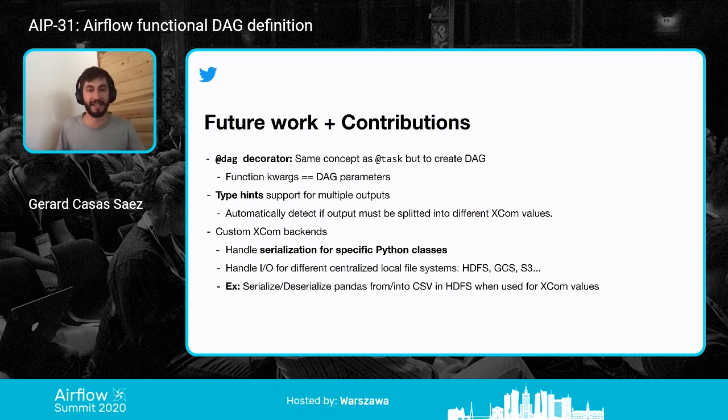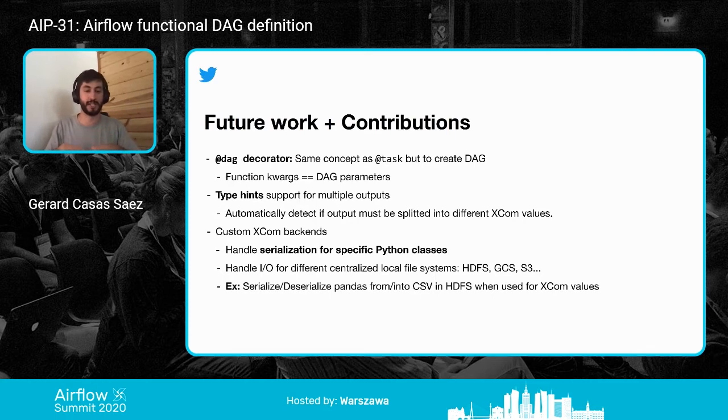And finally, something that is already on master, actually, it's not future work, but it's somewhere people can start to try things, is custom XCom backend. This allows you to change the backend for XCom on master, the latest master of Airflow. That would allow you to customize the serialization of specific Python classes or handle I/O for shared file systems. An example here would be, I want to use pandas data frames, and I want to serialize these into CSVs into my shared HDFS file system, and then load that again.